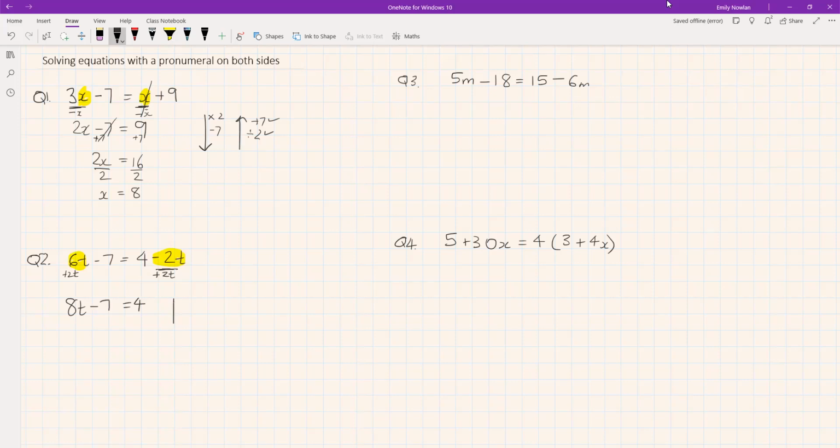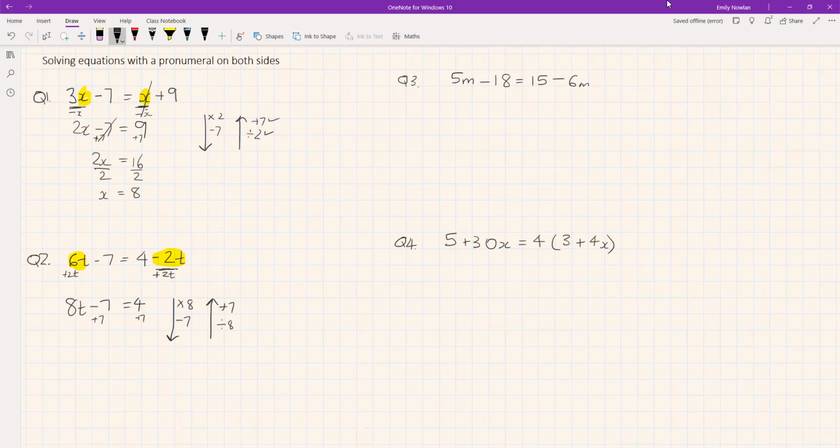Then we've got the same thing that we've had before. What has happened to the t? It got times by 8, and then we took away 7. So how do we undo this? The last thing we did was take away 7, so we need to add 7, and then we need to divide by 8. Okay, let's add 7 to both sides.